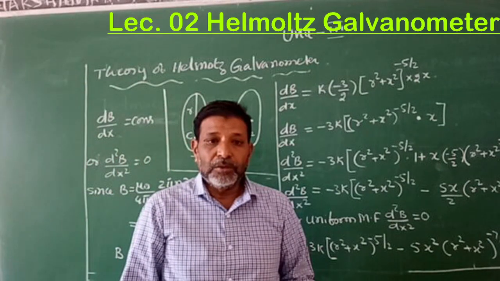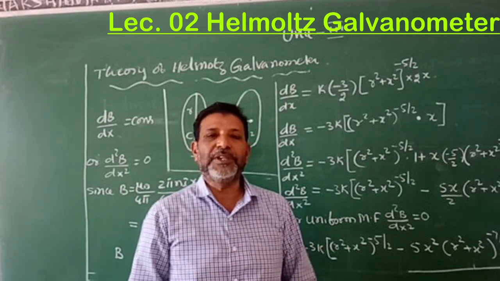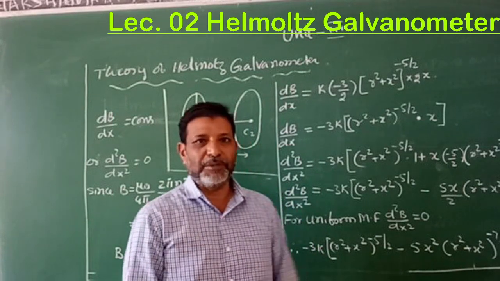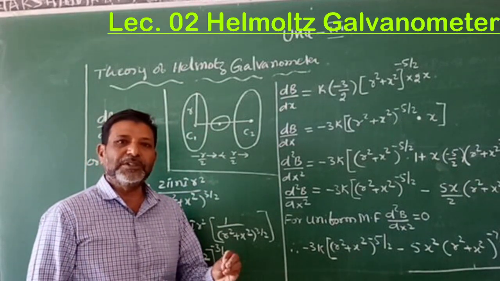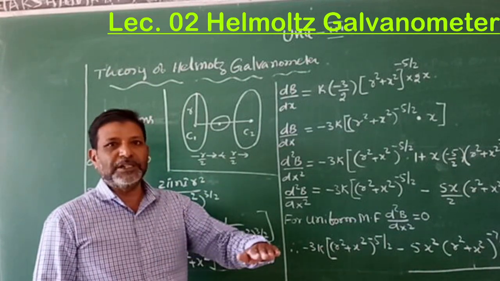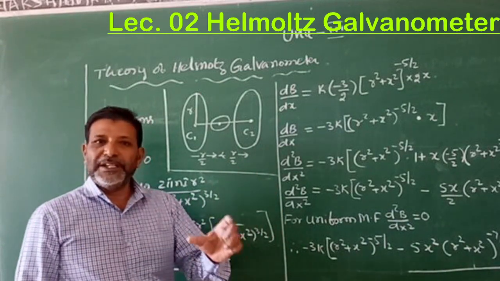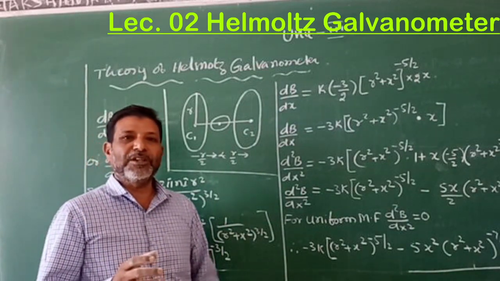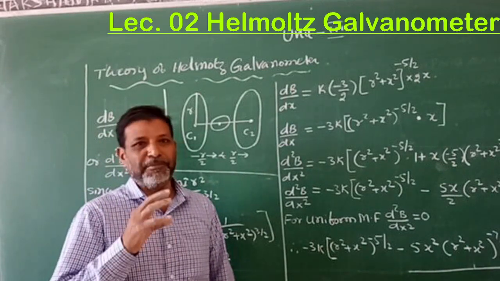Now, we have discussed the principle and construction of the Helmholtz Galvanometer. Let us try to understand the theory of the Helmholtz Galvanometer. You are familiar that this Helmholtz Galvanometer consists of two identical circular coils mounted on a horizontal base, so that their planes are parallel to each other and they are connected in series, isn't it? Since they are connected in series, the magnitude and direction of the current in both the coils is the same.